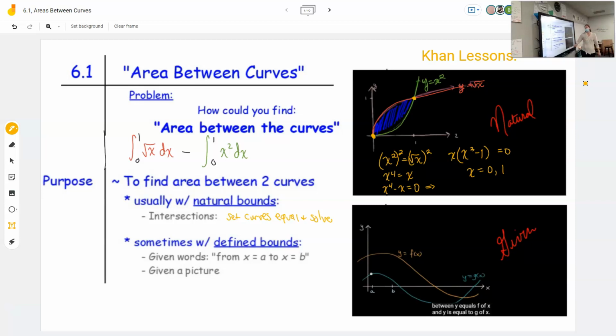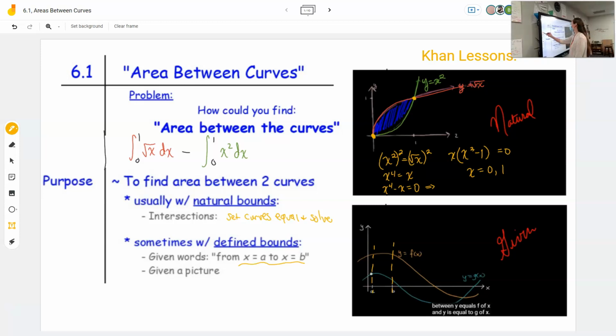And then if they say defined, it's like, okay, cool, they're telling me A, they're telling me B. So if they tell me A, then they're saying cut it here. If they're telling me B, they're saying cut it here. There's nothing special about those points. They're not intersections. They're just saying, whatever, just find that area between.